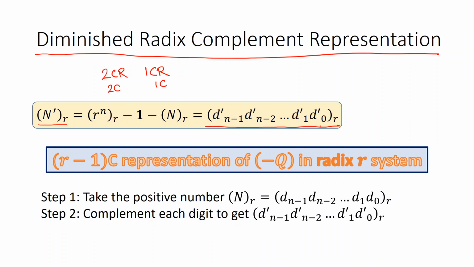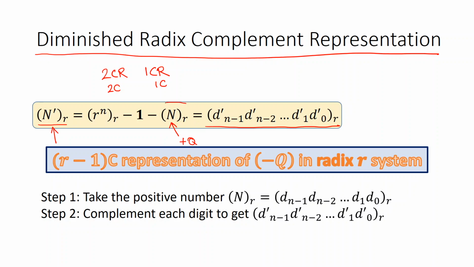1's complement is nothing but complementing each of the bits, simply flipping the bits. In general, diminished radix complement is taking the complement of each digit, that is subtracting a digit from the maximum digit possible in that number system. This is the R minus 1 complement representation of minus q. So this number is the representation of plus q in R minus 1 complement representation. This number is the representation of minus q in R minus 1 complement representation.